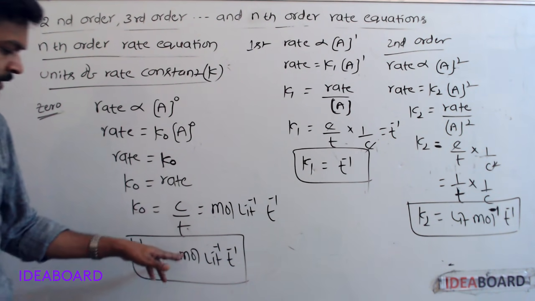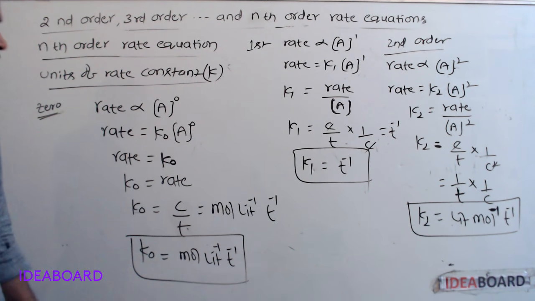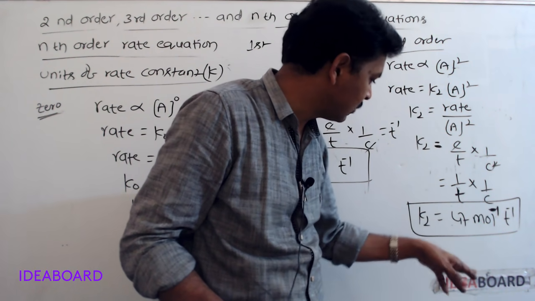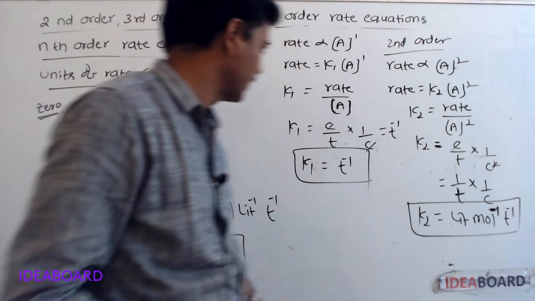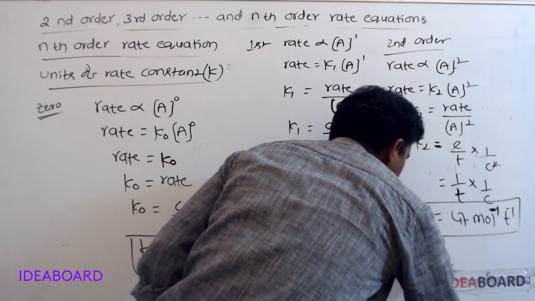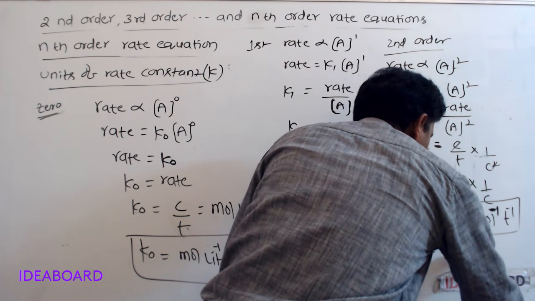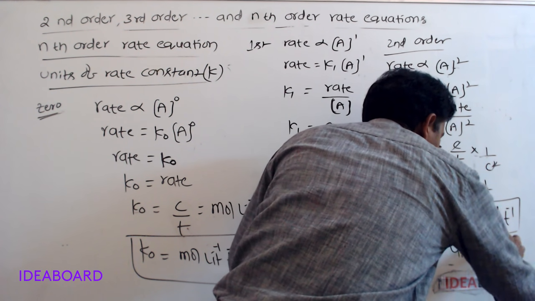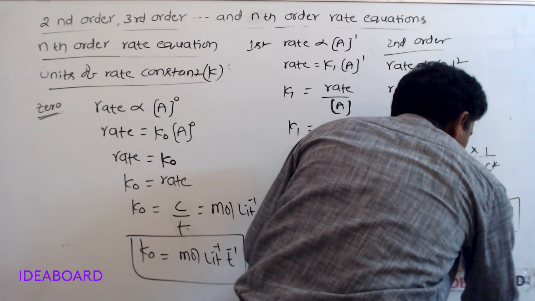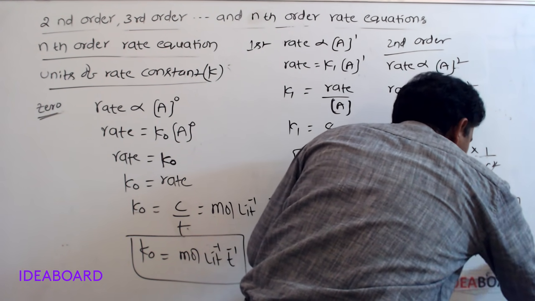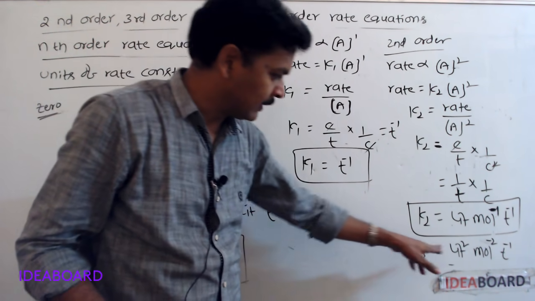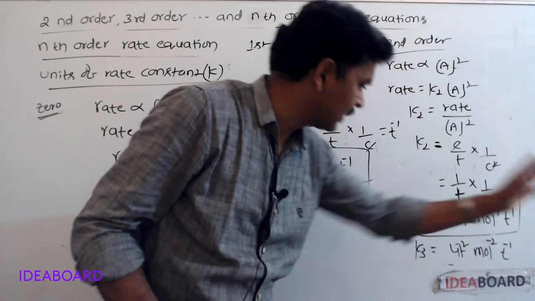Zero order reaction rate constant units: moles per liter per time. First order reaction rate constant units: time inverse. Second order reaction rate constant units: liter per mole per time. If we take third order, K3 units are liter square, mole power minus 2, time inverse. See, everywhere time inverse is there.